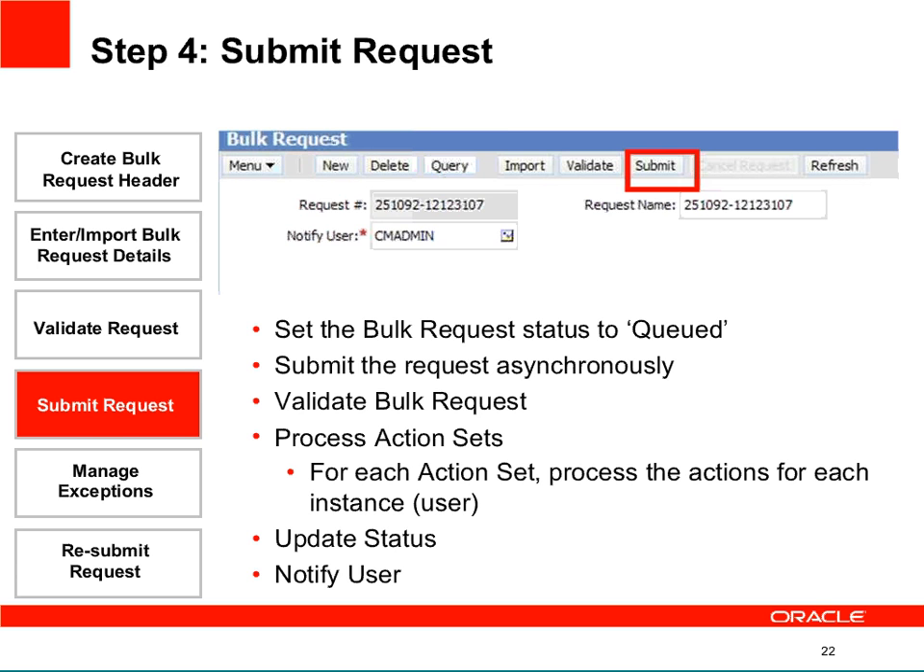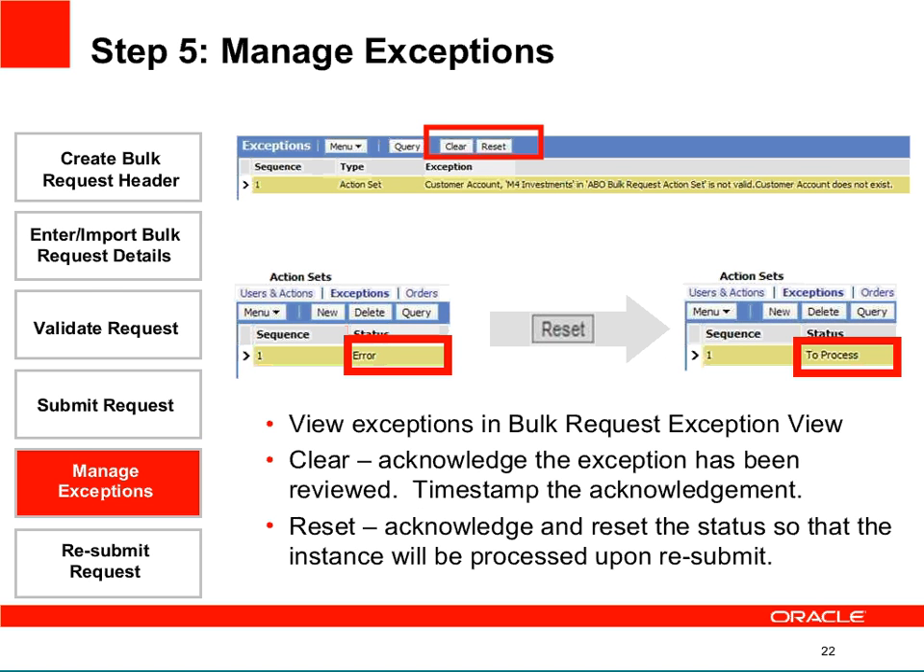Bulk request is submitted by clicking on the Submit button on the header applet. This would set the status of the request to queue. As mentioned earlier, the bulk request submit process is asynchronous. The validation happens during the bulk request process as well. The submit functionality processes the action for each instance of each action set.